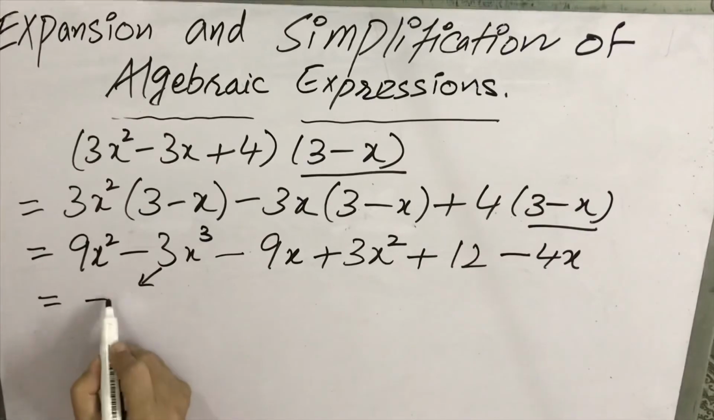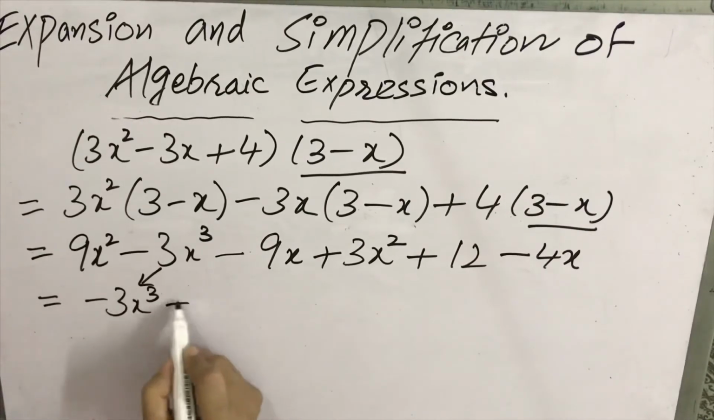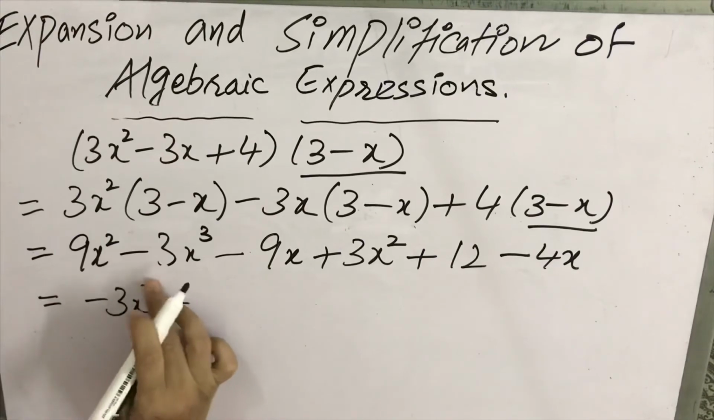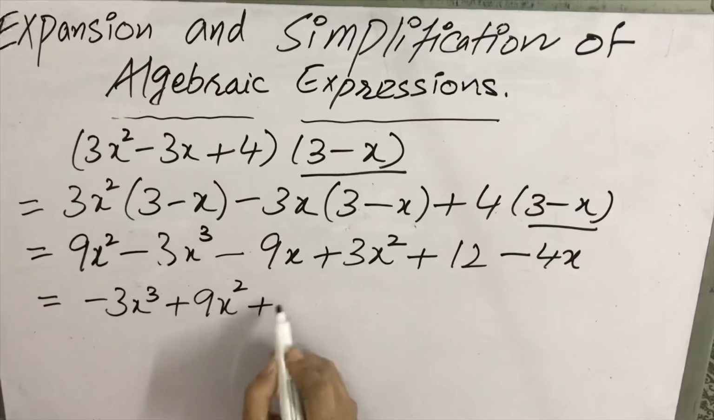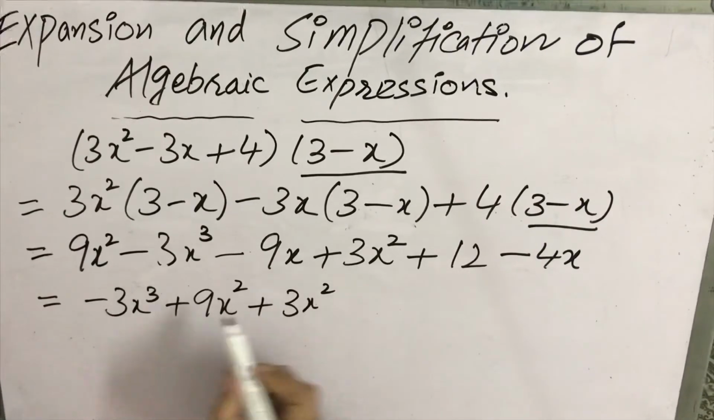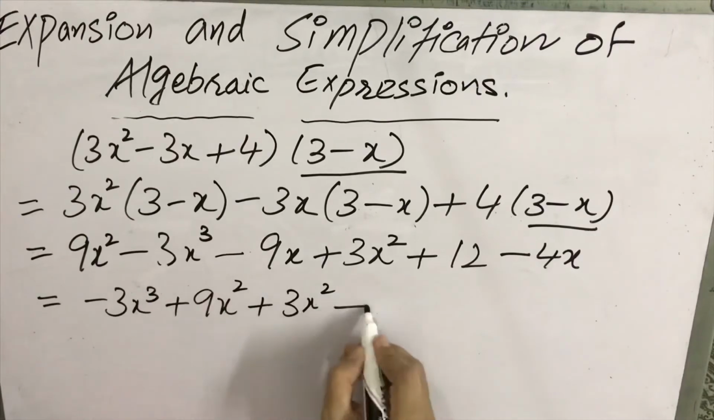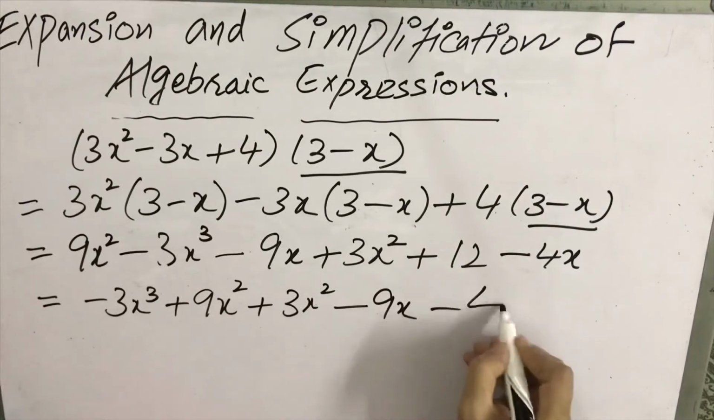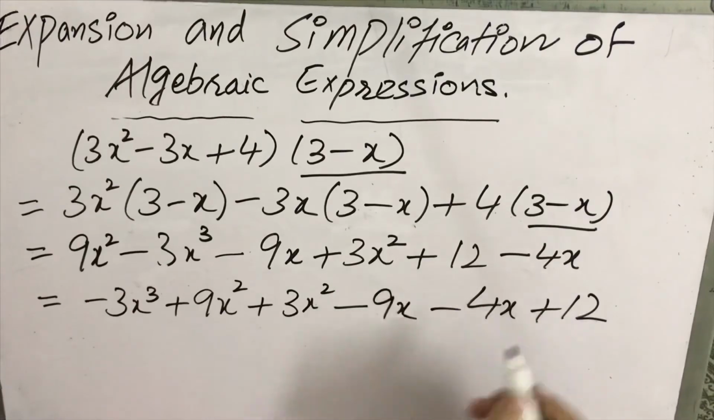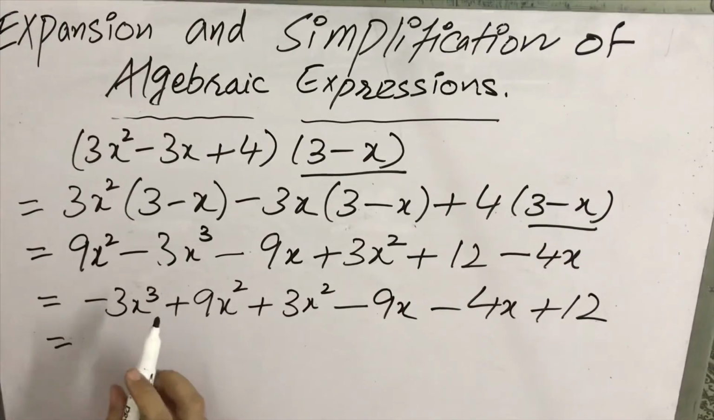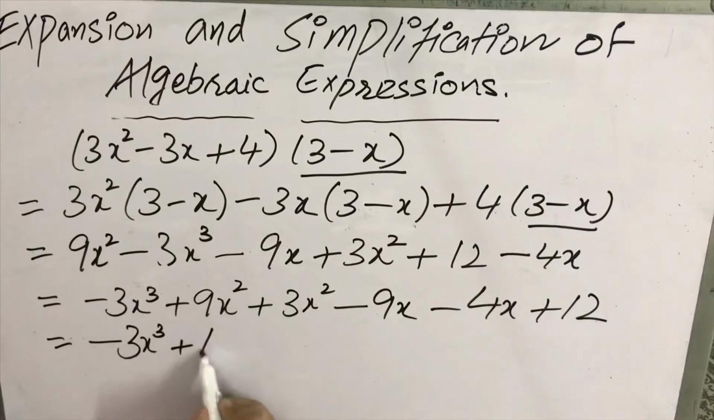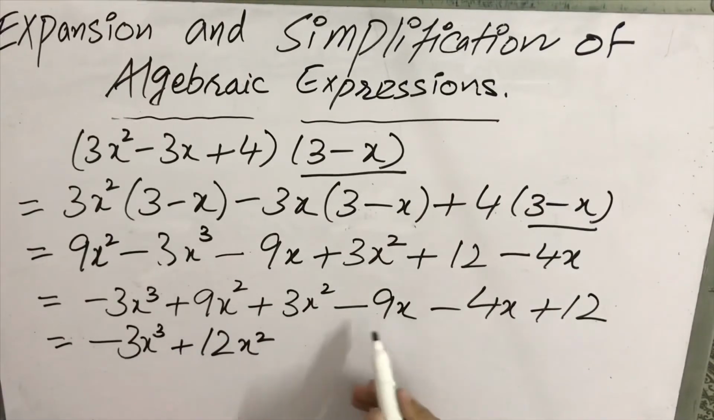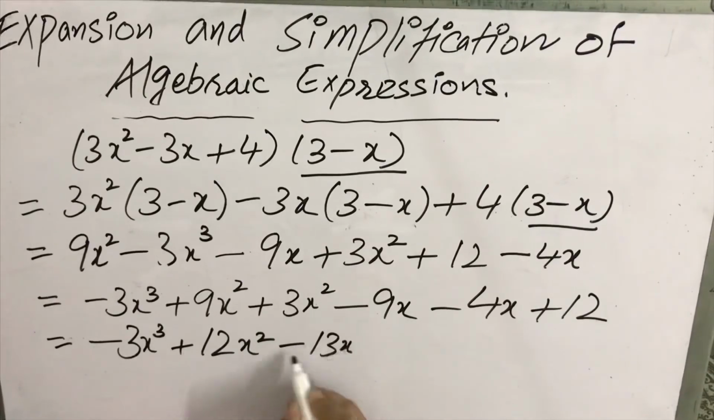Arrange it. First of all we shall have 3x cube, then we shall have 9x square from here and 3x square from there. This is positive 3x square and positive 9x square. Then negative 9x, negative 4x, at the end we have positive 12. Arranged, expanded. Now we are going to simplify. As there is only single term with x3, it will remain as it is. 9 plus 3, 12x square. 9 and 4 both are negative, 13x with negative sign plus 12.